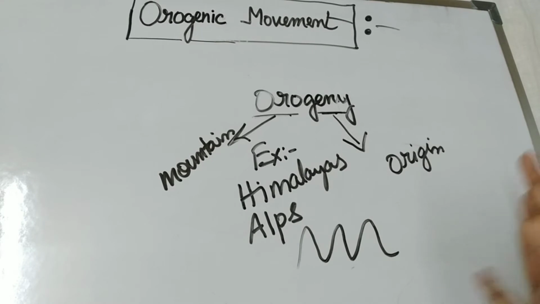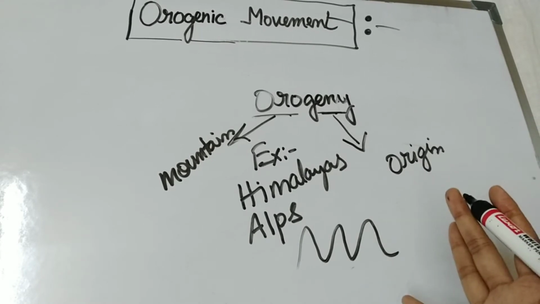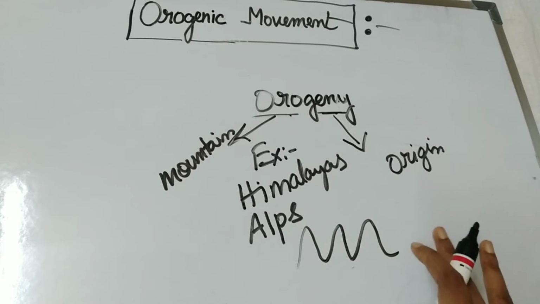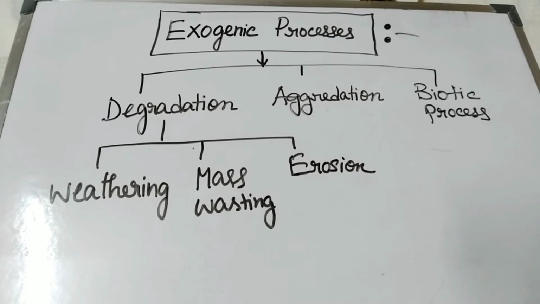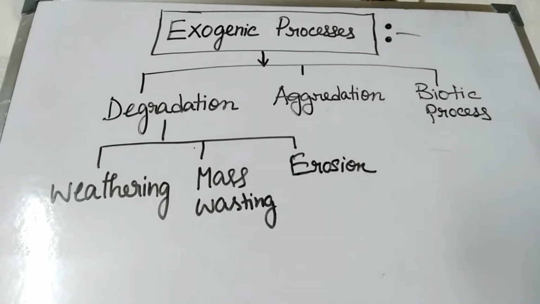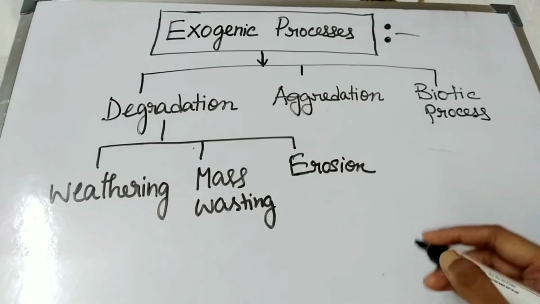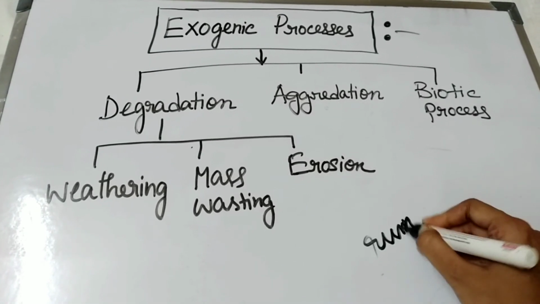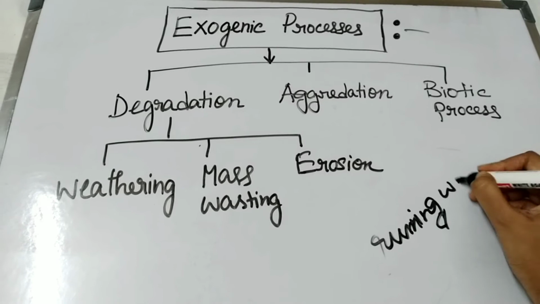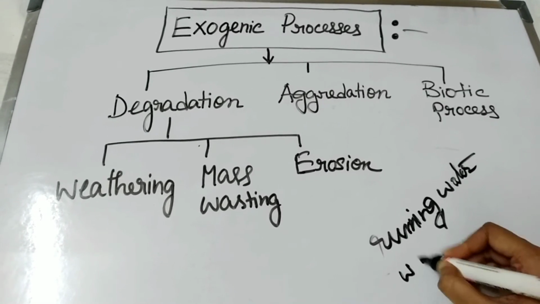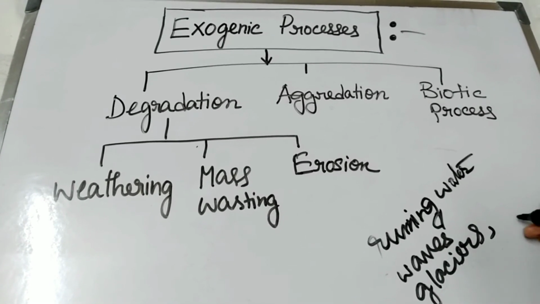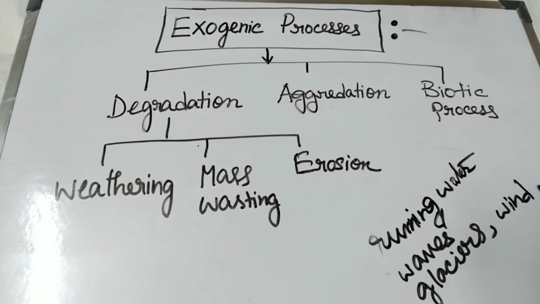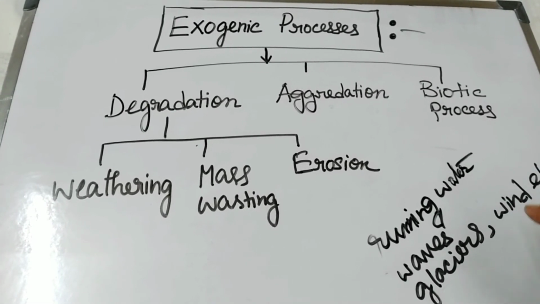Besides, the slow movements or the sudden movements result in earthquakes or volcanic eruptions. These are also responsible for the formation of different landforms. Coming to the next point, exogenic processes or external processes. That means the external forces that act through the agents of denudation like running water, sea waves, glaciers or wind, etc. Now these agents are involved in degradation and aggradation.